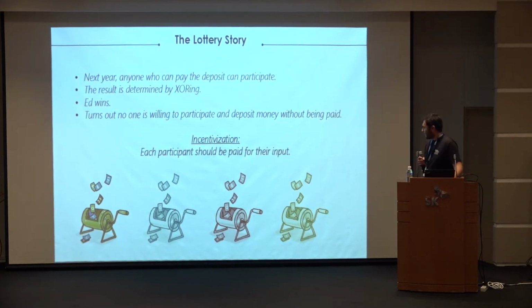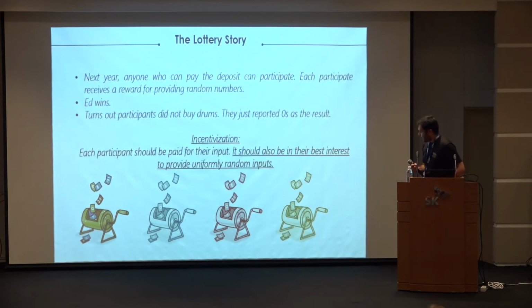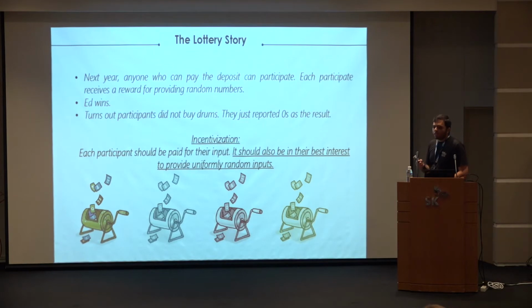Okay, but then again, this story is going to continue forever. Next year, anyone who can pay the deposit can participate, but no one is willing to participate because we have to pay them a reward to participate. Why else would they just hang their money for us? But even paying rewards is not enough. If you pay a reward to everyone for giving you some sort of random number, they might not really bother creating a random number. They might just give you 0 all the time. So we need some sort of incentive, not only for participation, but for actually giving out uniformly random inputs.